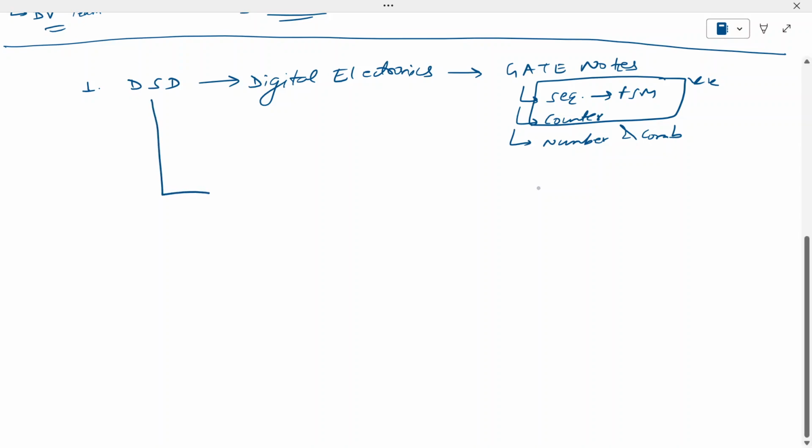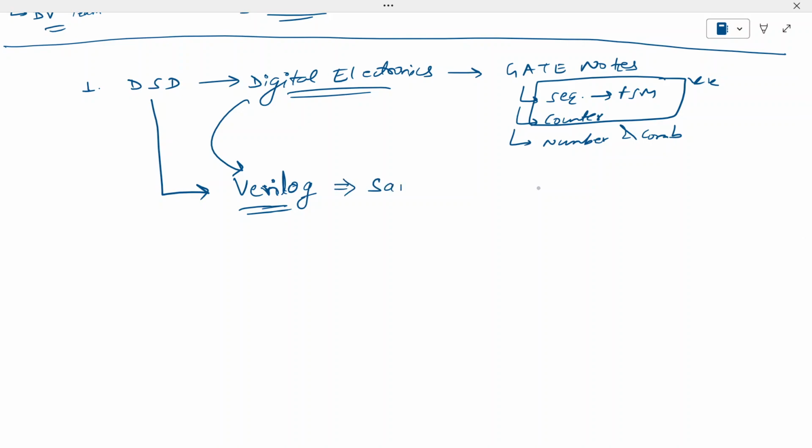And the DSG also comprises of Verilog, because whatever the digital logics you are studying in digital electronics, you will be doing in the coding part. So in Verilog, you are going to write an RTL code for that digital logic. So for Verilog, you have to go with Samir Palnitkar.